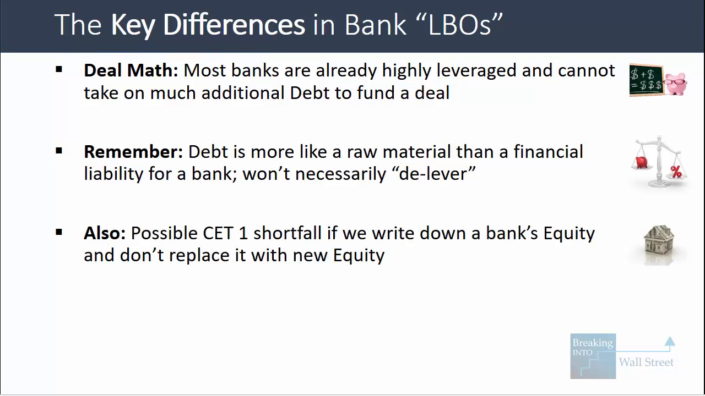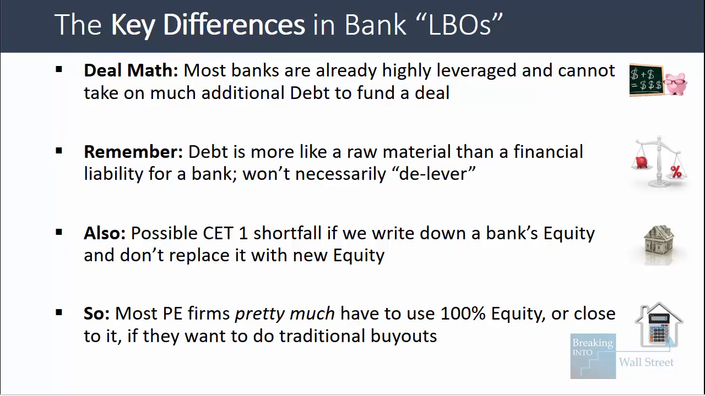Another potential problem is that in a bank buyout deal, just like in any deal for over 50% of another company, we write down the company's equity and then we replace it with new equity. And if debt was used to fund the deal, we also reflect the debt on the balance sheet. Since a bank's regulatory capital is mostly based on its equity, we might run into a shortfall of regulatory capital if we write down a bank's equity and we use only, say, 50% equity to fund the deal instead of 80, 90, or 100%. As a result of these problems, most private equity firms have to use 100% equity or close to it if they want to do traditional buyouts.